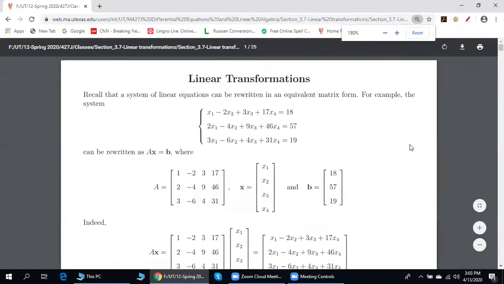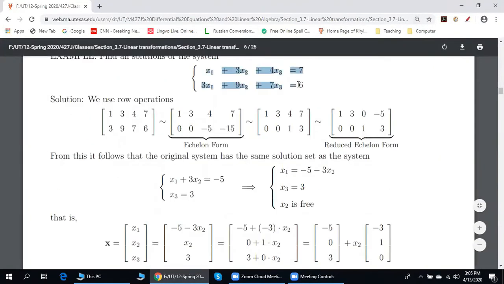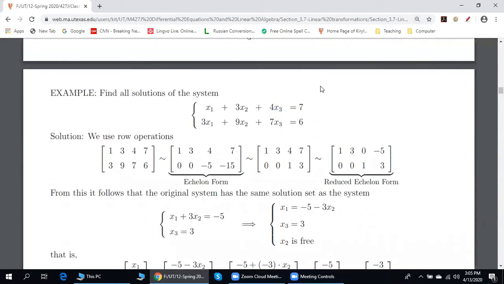Let us finish our discussion of section 3.7. Please take a look at, for example, this system. So once again, how do we solve this system? Step 1, form the augmented matrix. Apply elementary row operations in order to come up with an echelon form. The echelon form tells us that our system has infinitely many solutions.